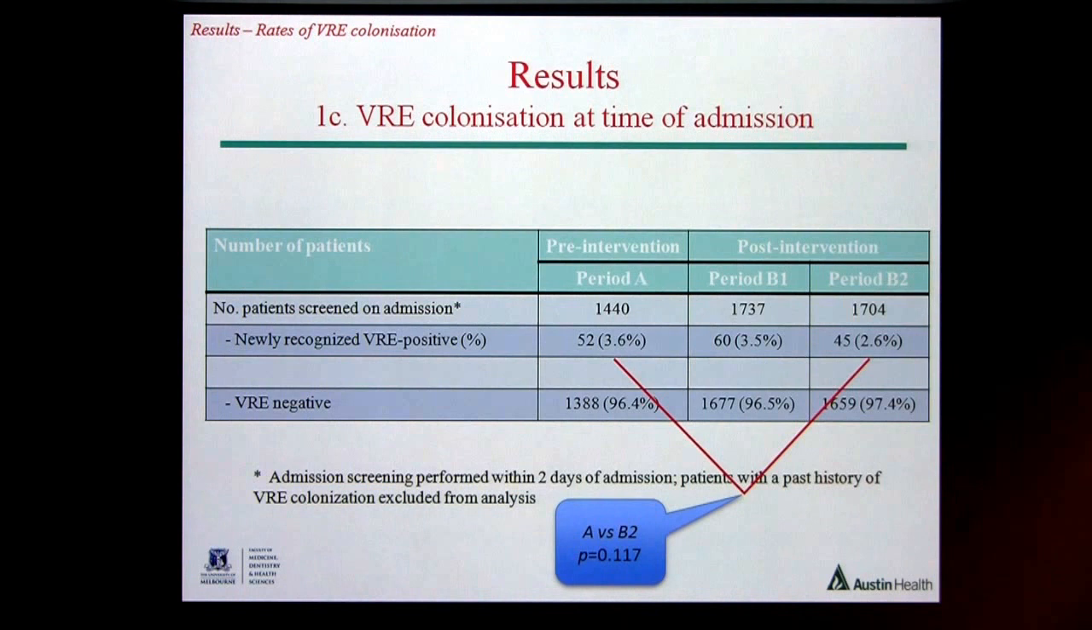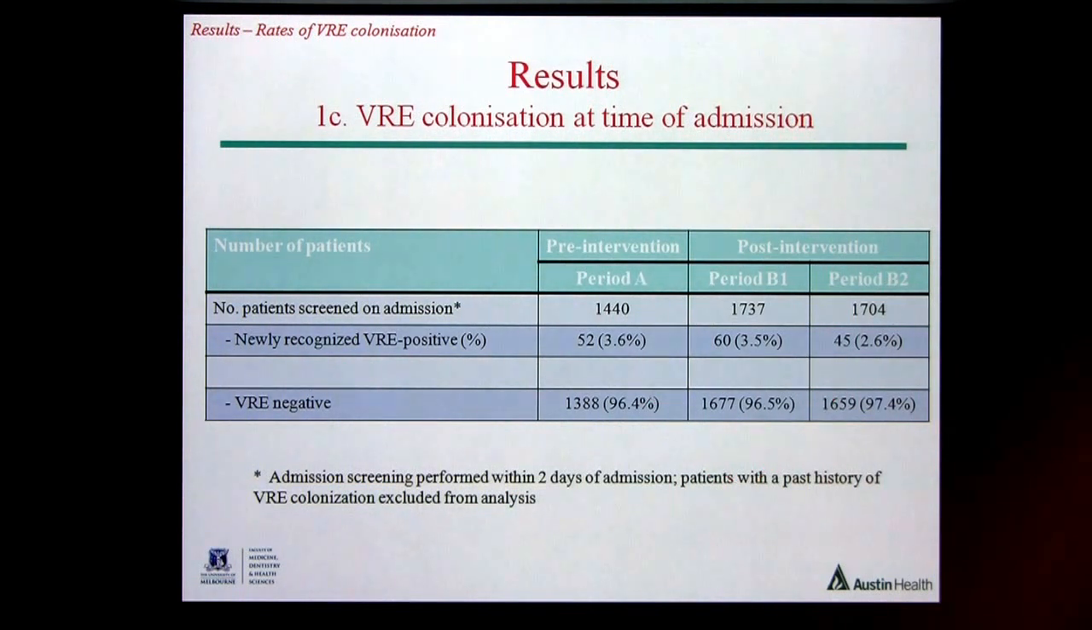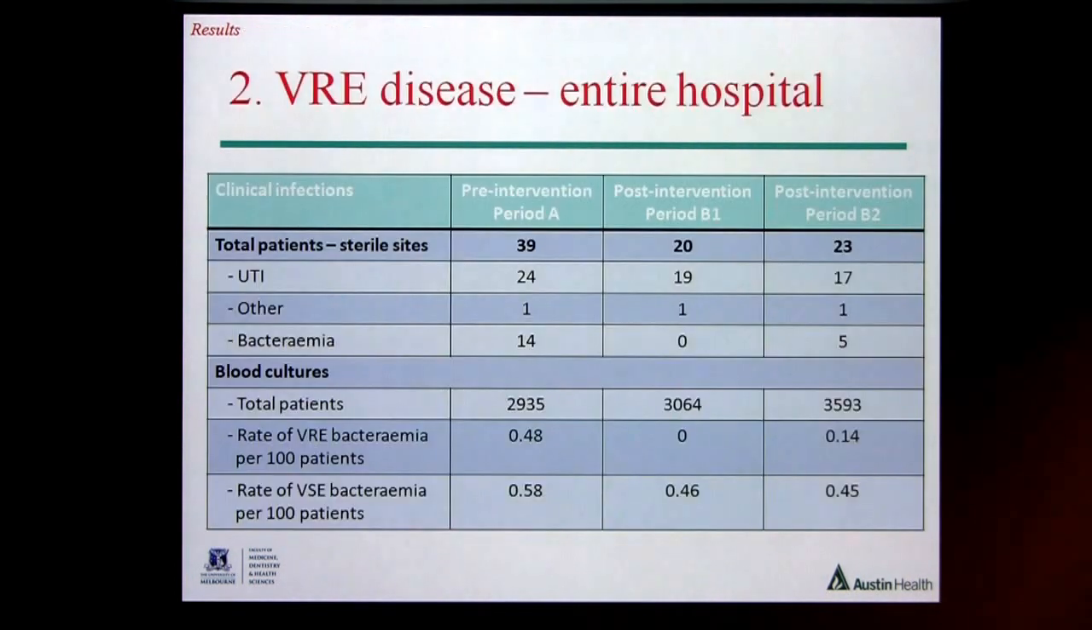And so if you look at VRE colonisation, how many were colonised on admission? Number of patients screened on admission. So what was the overall rate? Well, actually it stayed pretty stable during that time. About 3% of patients were coming in with it. We weren't giving it to them. The rest we were giving it to during that period.